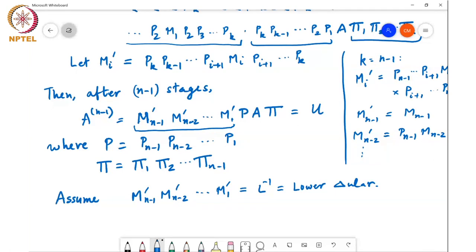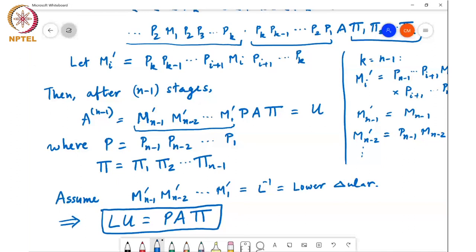Then what we have is, if I multiply by L on both sides, then I will have L times U is equal to P times A times pi. So it is an LU decomposition, not of A, but the product of L and U gives you a row and column permuted version of A. But I still need to show that this product is going to be lower triangular.